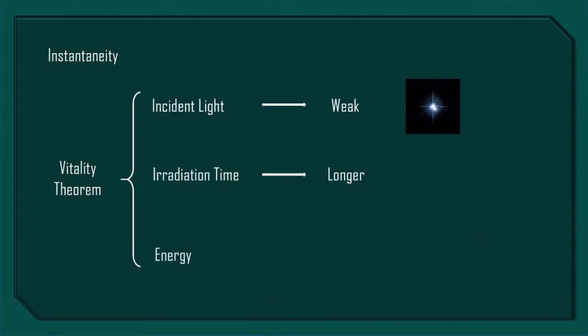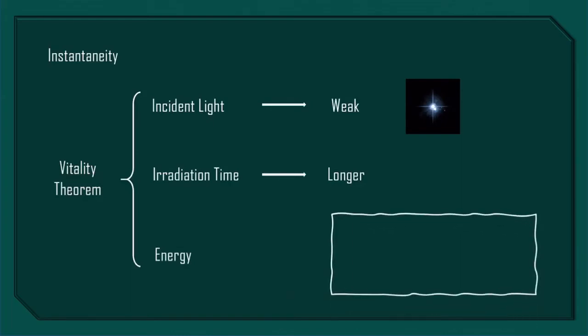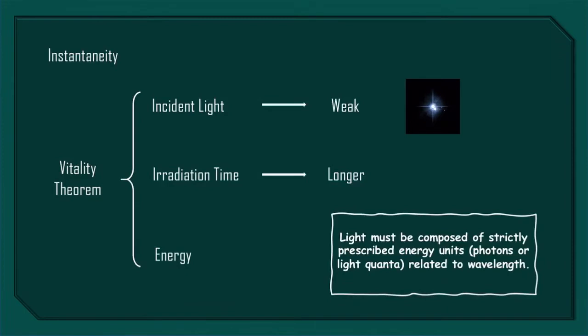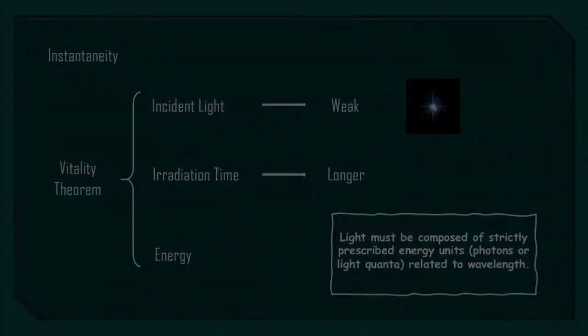But the fact is that as long as the frequency of light is higher than the limit frequency of the metal, no matter how strong or weak the light is, the generation of electrons is almost instantaneous, not exceeding 10 to the -9th power seconds. The correct explanation is that light must be composed of strictly prescribed energy units, like photons or light quanta, related to wavelengths.